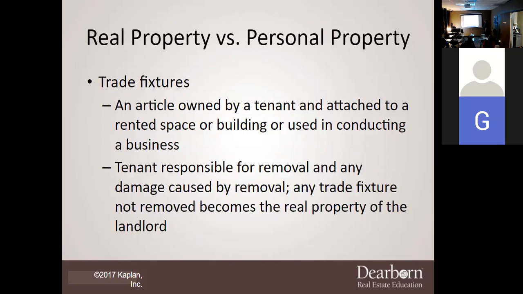Now, in regards to trade fixtures, a trade fixture is an article that is owned by a tenant and attached to a rental space or building or used in conducting a business. This is the separate one. This is where you no longer have a house. You're dealing with a commercial building most of the time. In this situation, the tenant is responsible for the removal and any damage caused by removal, and any trade fixture not removed becomes real property of that landlord.